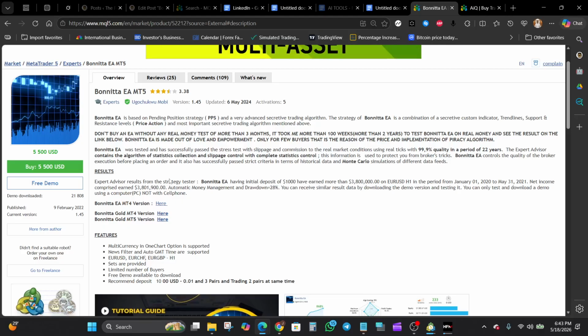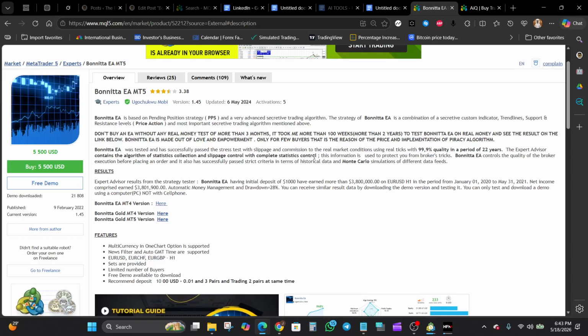Now, as we look further, the developer emphasizes that this EA is not something you just run immediately. There is a strong focus on long-term real money testing, right? And they mention it was tested over extended periods under real market conditions with slippage and commission included. So the positioning here is very much focused on long-term validation rather than quick deployment.